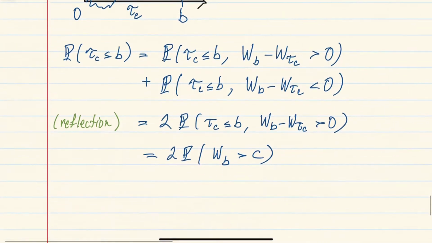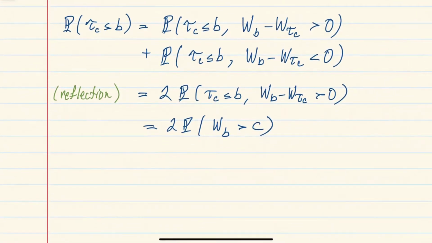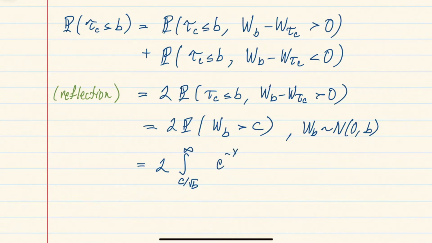And of course, this event is just in terms of one Gaussian random variable with variance b. So we know that W_b is just Gaussian with variance b. So this probability, you can write it in terms of the Gaussian density. So in particular, if you rescale by square root of b, to write in terms of the standard Gaussian density, you can write this as an integral from c over square root of b to infinity of the standard Gaussian density. Okay, so in other words, we calculated the distribution of this supremum, and at the same time we calculated the distribution for this stopping time or for this hitting time.